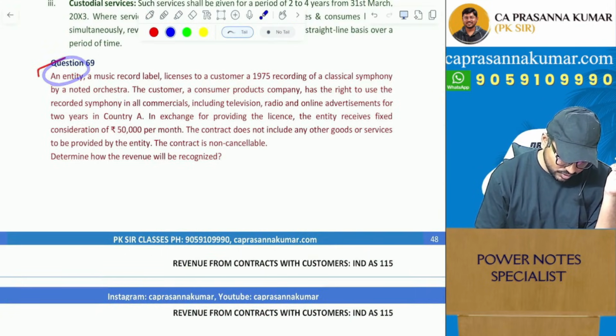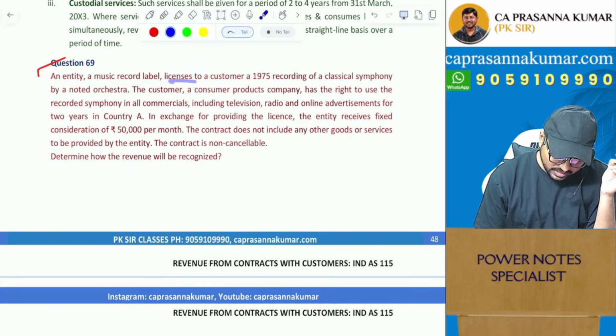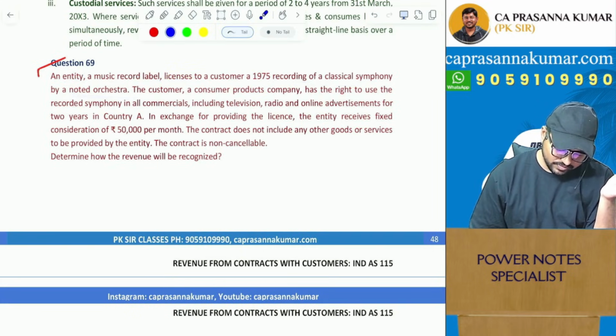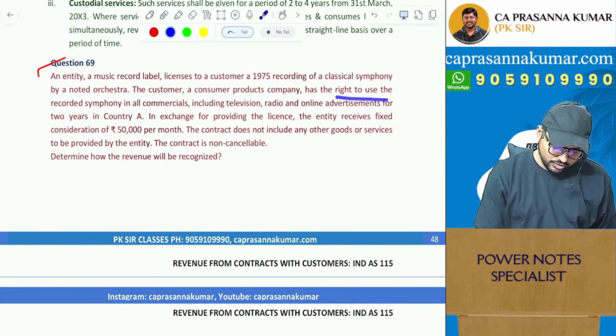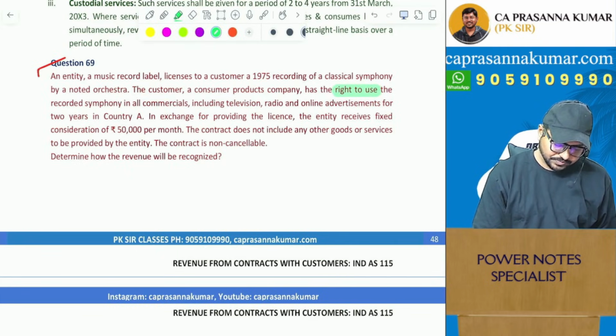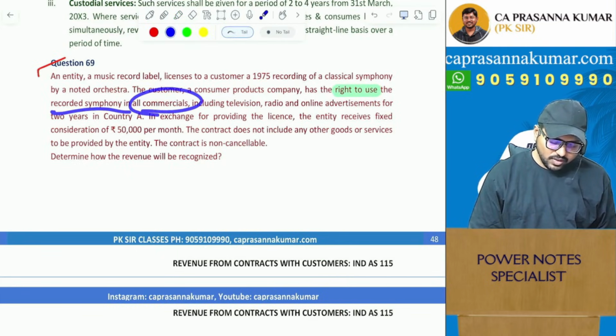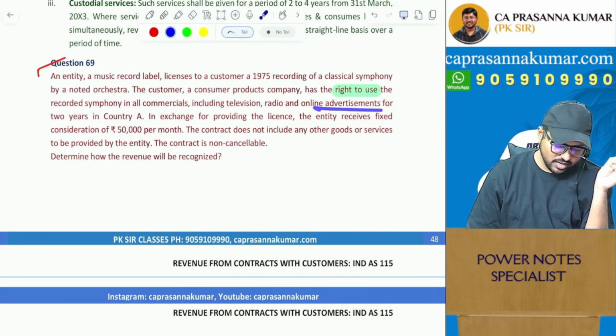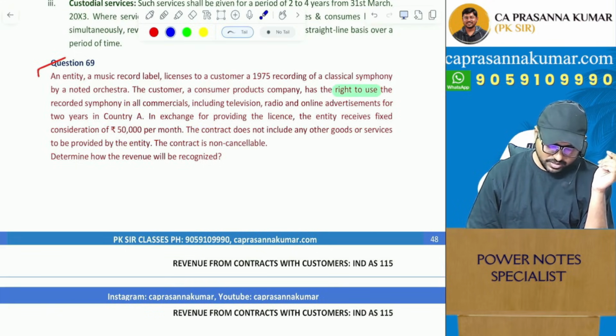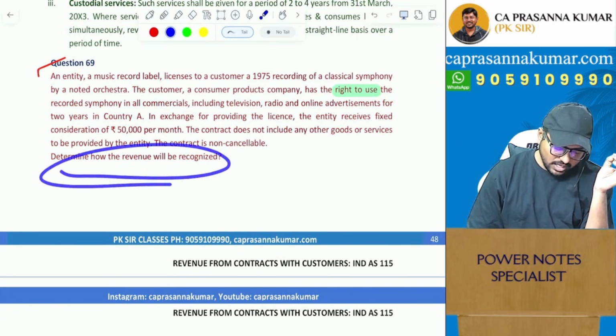An entity, a music record label, licenses to a customer a 1975 recording of a classical symphony by a noted orchestra. So I think this is static. The customer, a consumer products company, has the right to use the recorded symphony in all commercials, including television, radio, and online advertisements, for 2 years in country A. In exchange for providing the license, the entity receives fixed consideration of 50,000 per month. The contract does not include any other goods or services to be provided by the entity. The contract is non-cancelable. Determine how the revenue will be recognized.